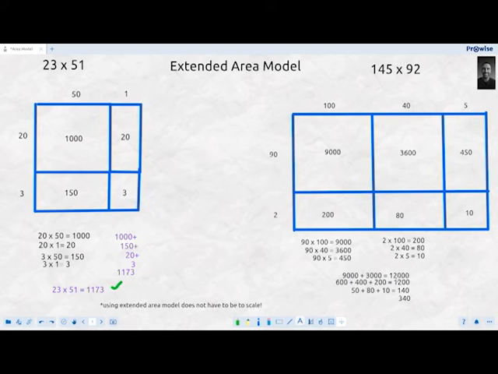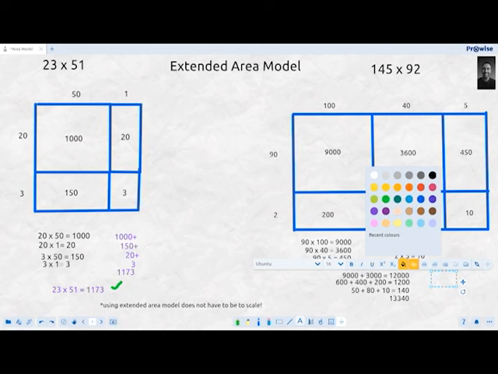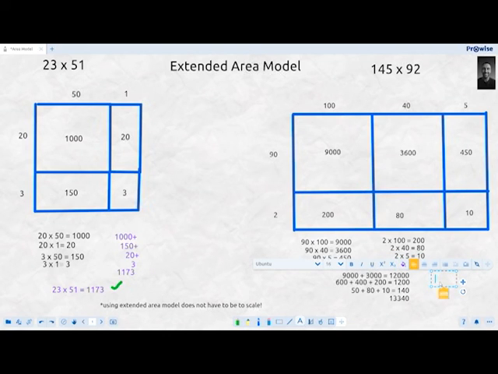Then I've very quickly added my hundreds. 200 plus 100 is 300, and then I jump into my thousands, of which there are only 3,000, and then my 10,000s, of which there is one to make 10,000. So my final answer is 13,340, when you add up all of those separate areas in our larger extended area model. I'm just going to put in a nice purple color so we can see the answer. 145 multiplied by 92 is equal to 13,340.